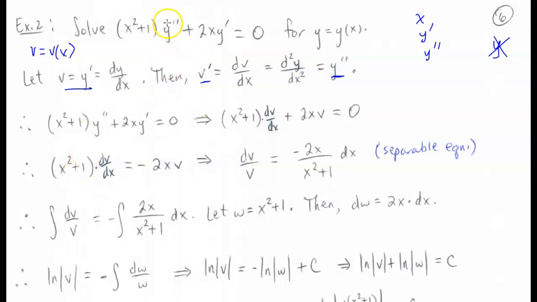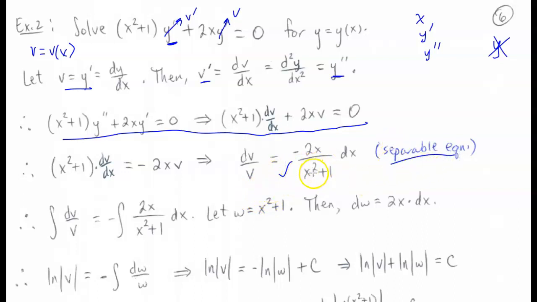And then from here, of course, we do the substitutions. So y double prime is going to be v prime, and y prime is just going to be v. And that is essentially what you see me doing in this line, okay? So from there, it's just a matter of rearranging the equation algebraically so that it looks like a separable equation. And then you integrate both sides.